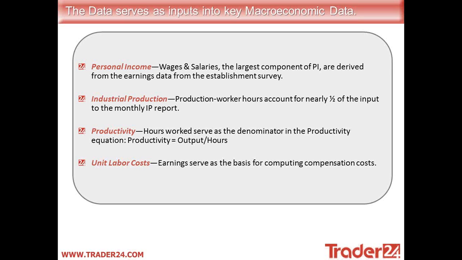Then we have IP, industrial production. Production worker hours account for nearly half of the input to the monthly IP report. Productivity: hours worked serve as the denominator in the productivity equation. Productivity equals output divided by hours. Then lastly, we have unit labor costs. Earnings serve as the basis for computing compensation costs. So the non-farm payroll report doesn't just measure the number of employed individuals, but all these different aspects of macroeconomic data which are so important.